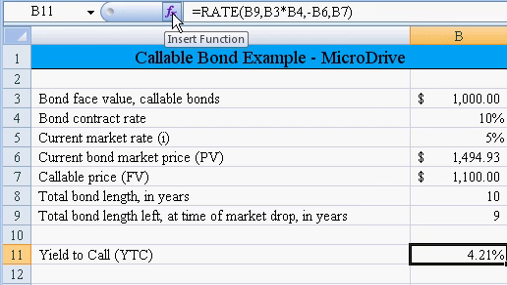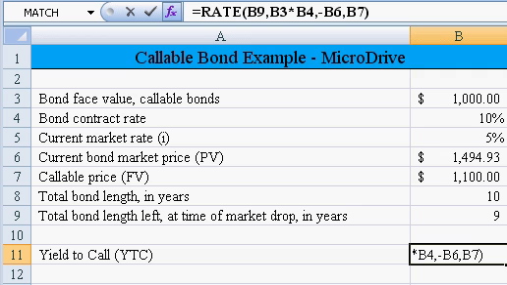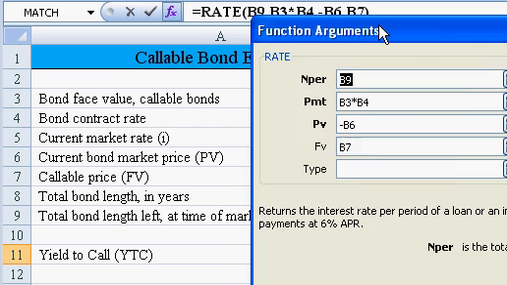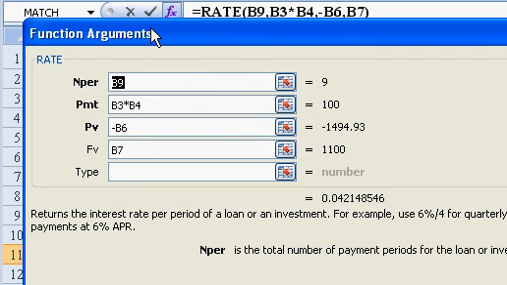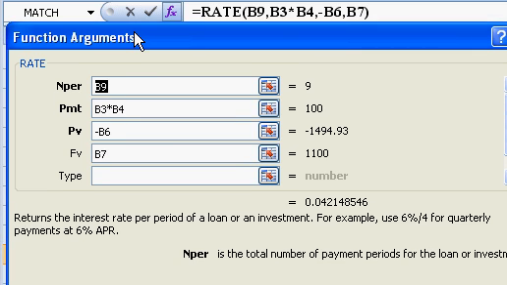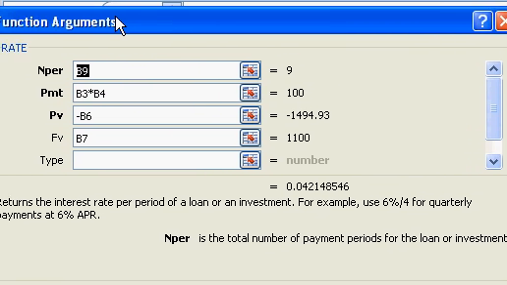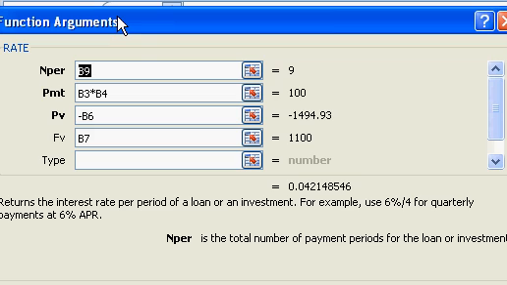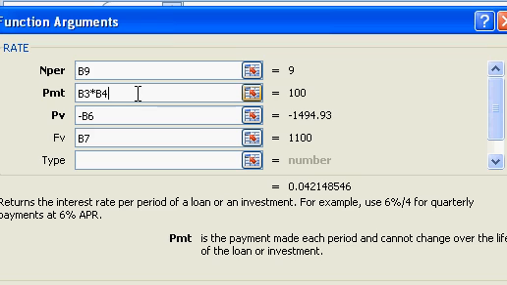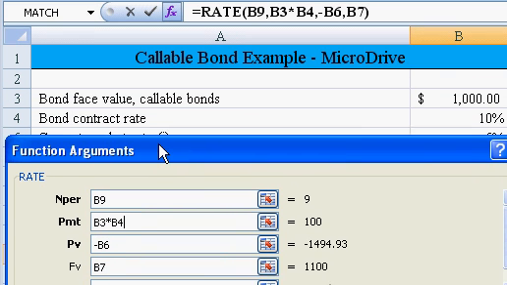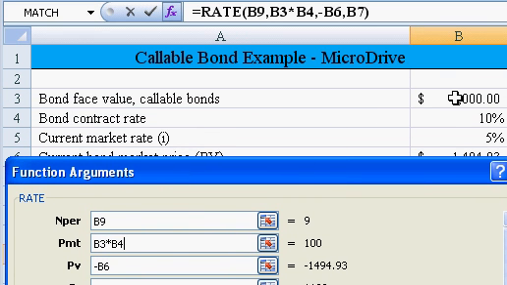So I'll hit my formula function here, and we'll get a little pop-up screen, and then I'll show you where it all came from. You can see most of it there. So the number of periods was 9 periods left. The payment amount was $100, and that was equal to B3 times B4. So we take the $1,000 times the 10%.